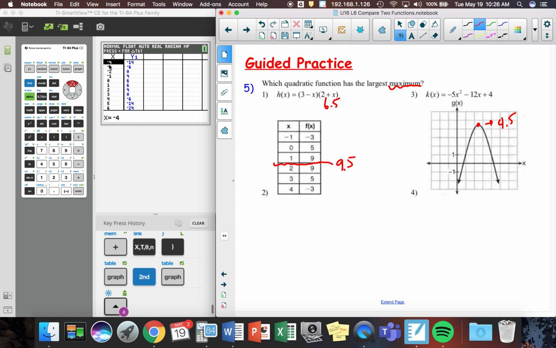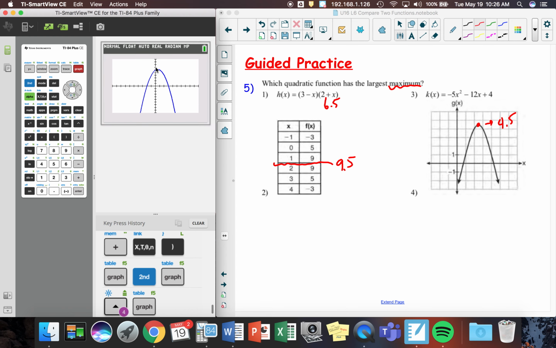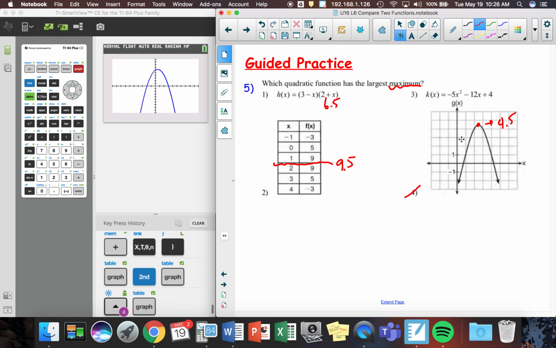Okay? And when we look at the graph too, we can see that it doesn't go past really 6.5. It doesn't go up to 7. So right away, I know that this one can't be my answer. And this one can't be my answer. Oops, not that. That's the answer. That's the problem. So these two can't be my answers because 9.5 is still bigger than both of these. So let's check the last one.